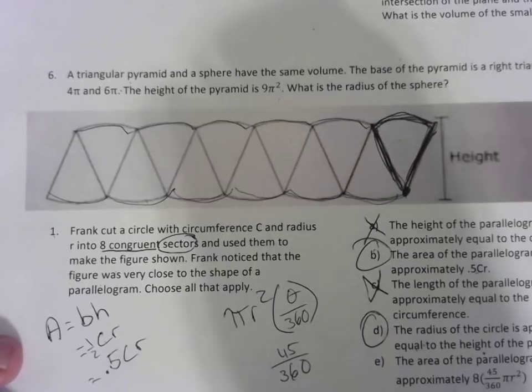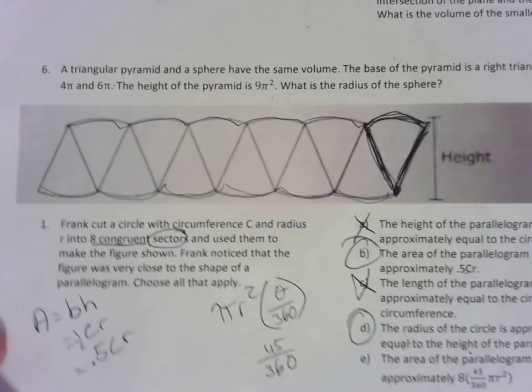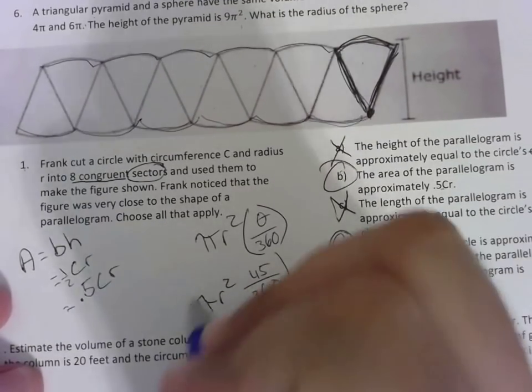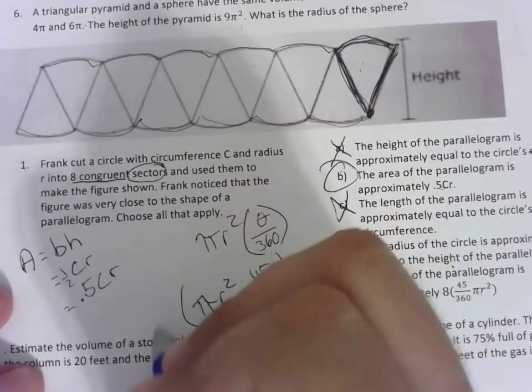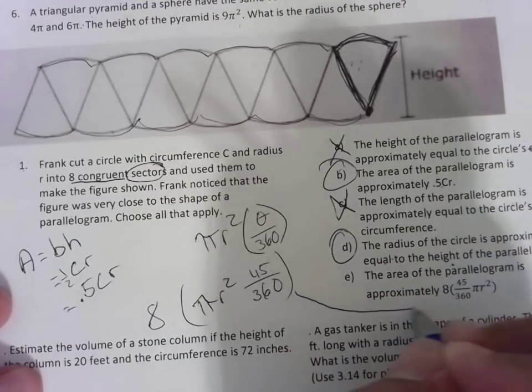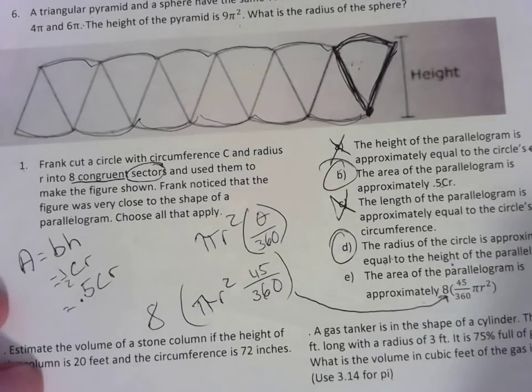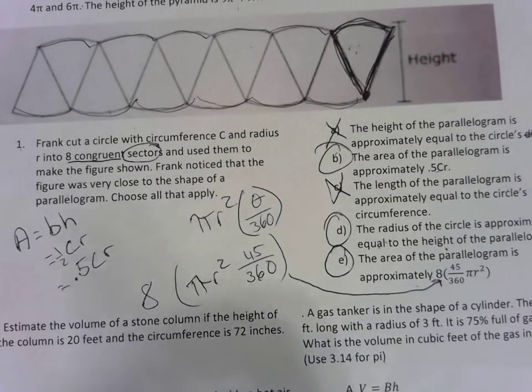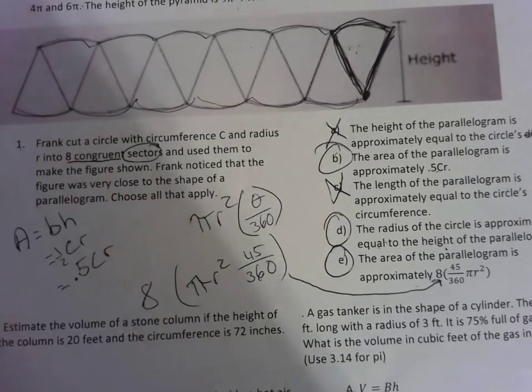We're done. Pi r squared. If I find the area of the sector, multiply it by 8, it'll give me the area of this, which looks astoundingly like that. So there you go. Again, not a hard question.